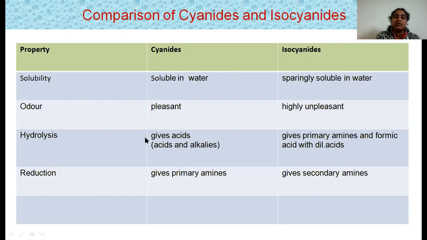Cyanides on hydrolysis produce carboxylic acids, whereas isocyanides on hydrolysis produce amines and also formic acid. Cyanides on reduction produce primary amines, whereas isocyanides on reduction produce secondary amines. So these are all the preparation methods, physical properties, and chemical properties of cyanides, and also the preparation methods, physical properties, and chemical properties of isocyanides.